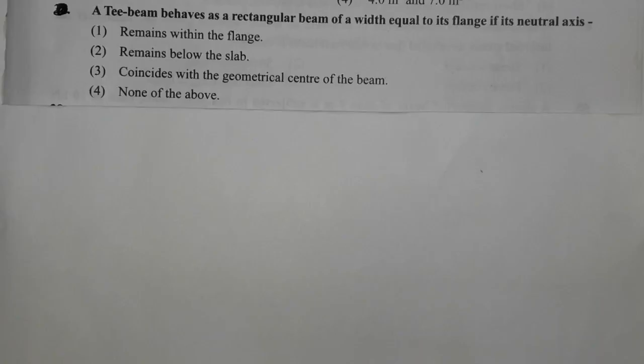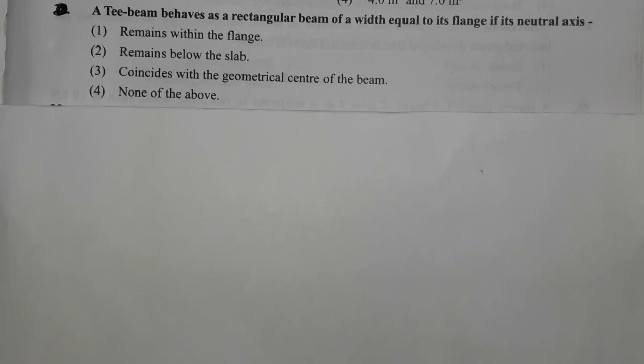A T-beam behaves as a rectangular beam of width equal to its flange if its neutral axis. Now the answer is simple, remains within the flange, because when the neutral axis is within the flange, the area of the section which is above the neutral axis will be resisting compression, and it will behave as a rectangular beam, or the T beam will behave as a rectangular beam, and that is why the correct option is option 1.